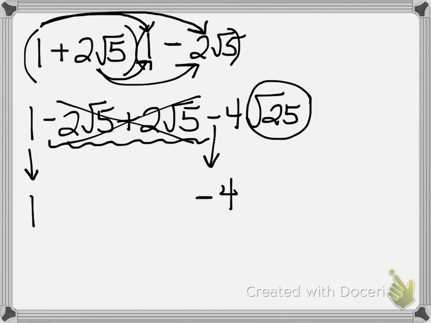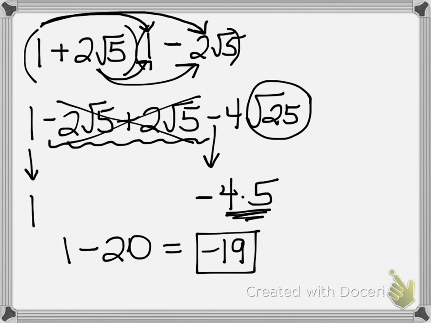4 times the square root of 25. Well, what's the square root of 25? Well, it is the number 5. So that can be simplified right here. So I've got 1 minus 20, which is negative 19, and there's my answer.